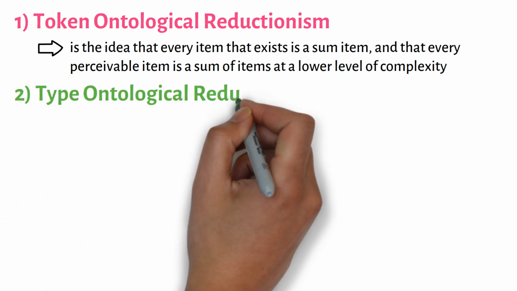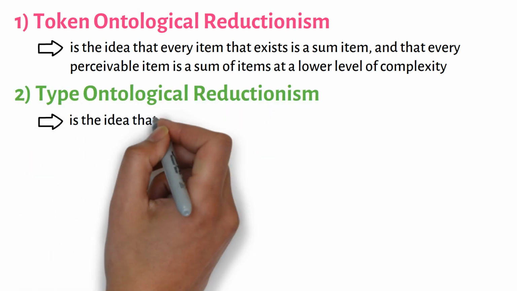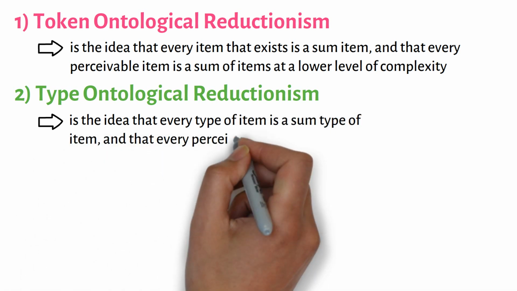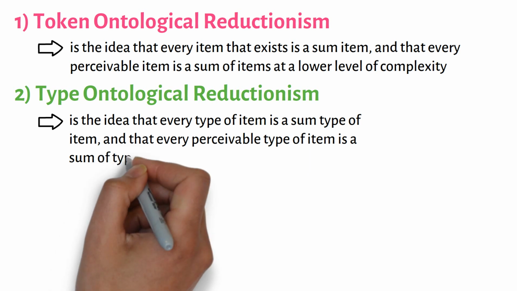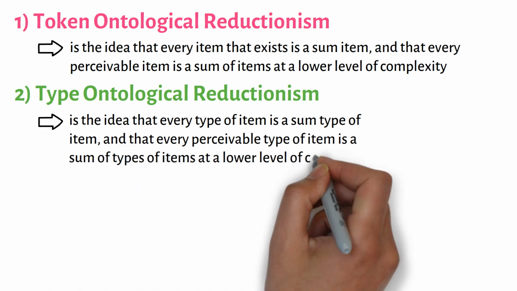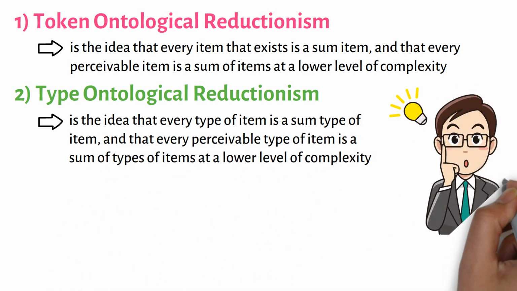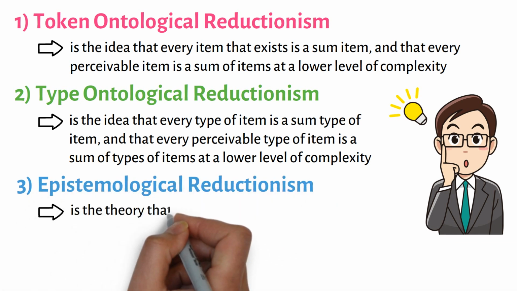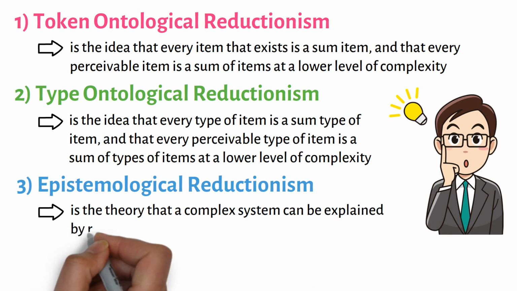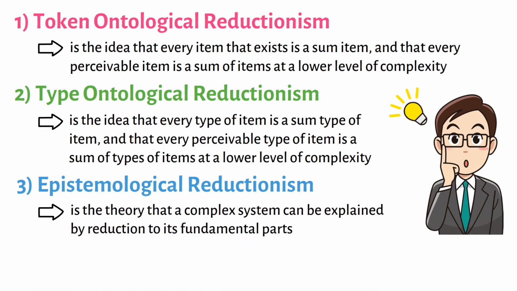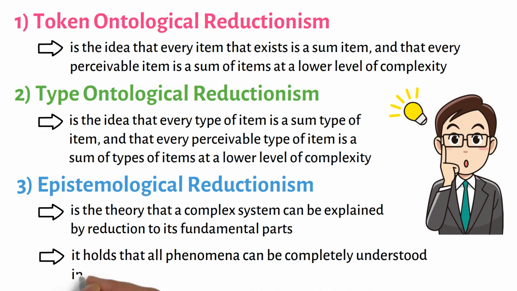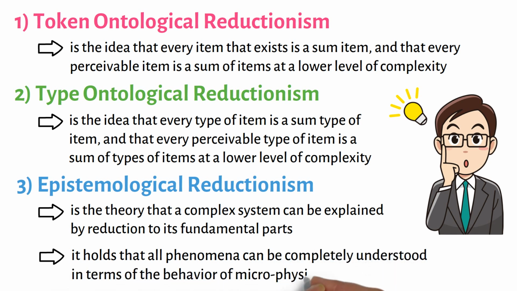Type ontological reductionism is the idea that every type of item is a sum type of item, and that every perceivable type of item is a sum of types of items at a lower level of complexity. And lastly, epistemological reductionism is the theory that a complex system can be explained by reduction to its fundamental parts. It holds that all phenomena can be completely understood in terms of the behavior of microphysical entities.